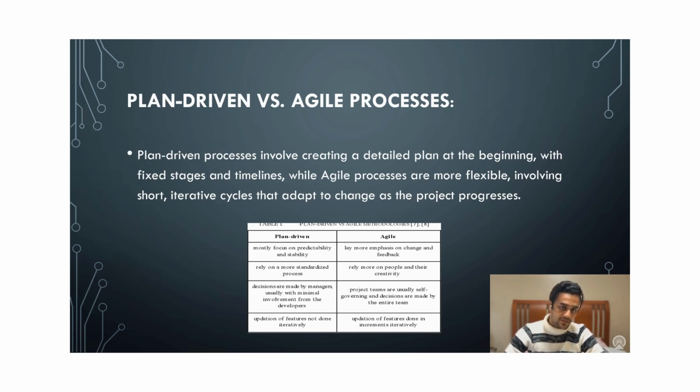So now let's talk about some actual processes and draw some comparisons. Here you can see there's a comparison chart as well. We'll be discussing plan-driven processes versus agile processes, known as the rule followers versus the go-with-the-flow types. And here is the proper differentiation between both of these. Plan-driven processes involve creating a detailed plan at the beginning with fixed stages and timelines, while agile processes are more flexible, involving short iterative cycles that adapt to change as a project progresses.